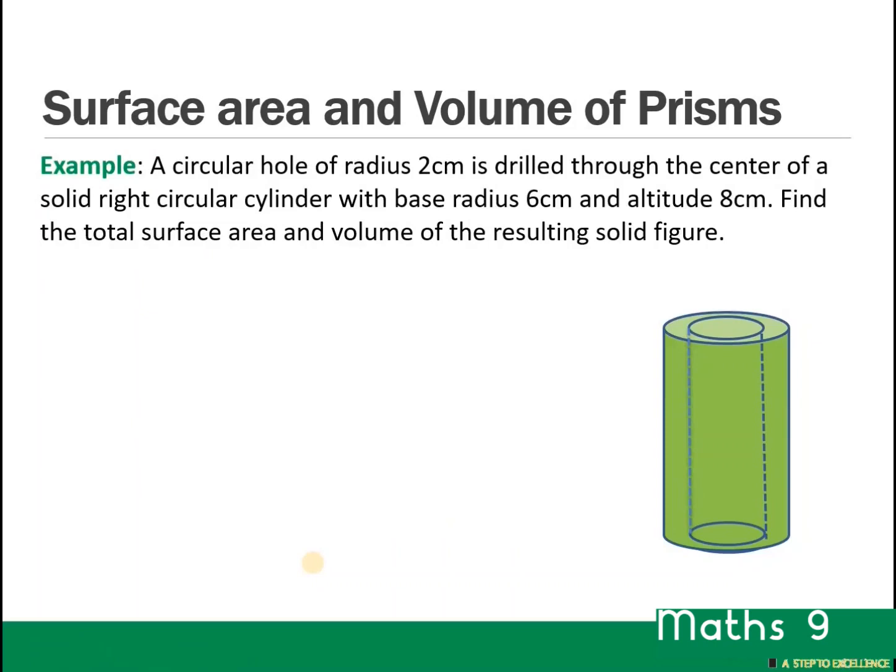Example. A circular hole of radius 2 centimeters is drilled through the center of a solid right circular cylinder with base radius 6 and altitude 8. Find the total surface area and volume of the resulting solid figure.